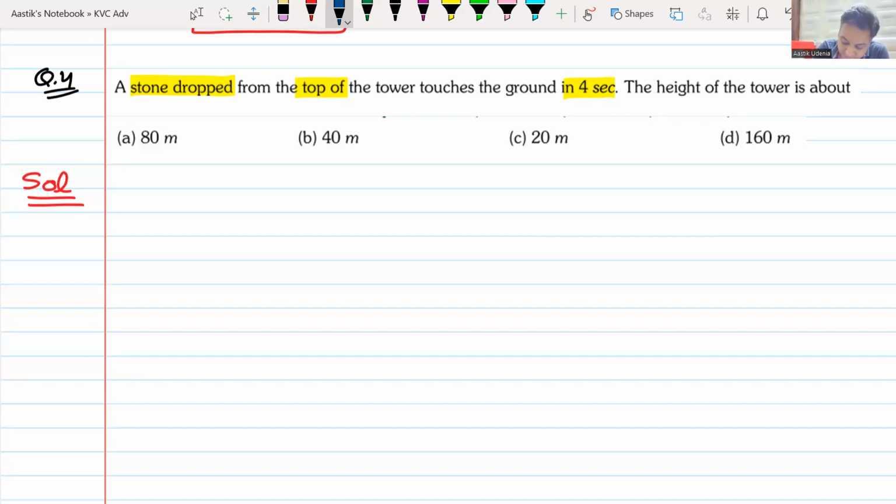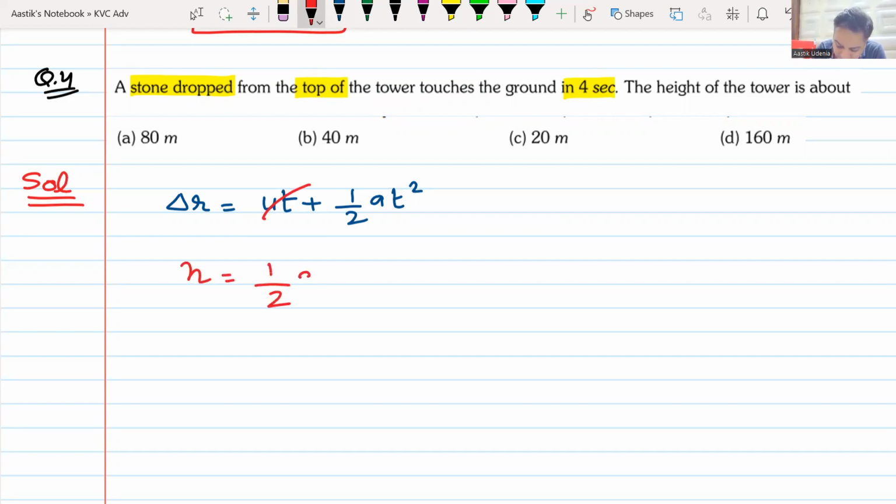So I use the formula delta R is equal to UT plus half AT square. Do I need to use this formula? I've already done this case. Yes, Anjali. Here, U is 0, displacement is minus H, acceleration is minus G. Straight away, I get the height of the tower as half GT square. Yes or no? This is the benefit of remembering these cases and the short formulas.